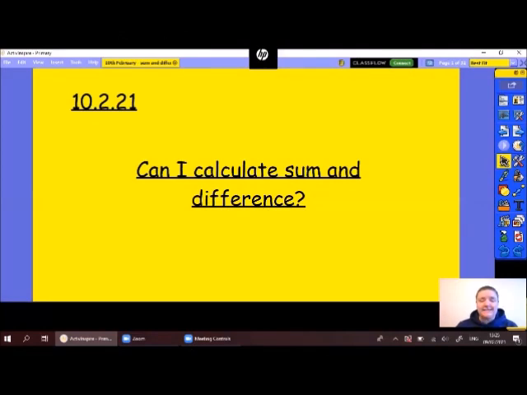Today we're looking at sum and difference and being able to calculate those to answer questions about charts and graphs. But what does sum and difference actually mean? Well, let's find out. We'll start by working out what sum means.